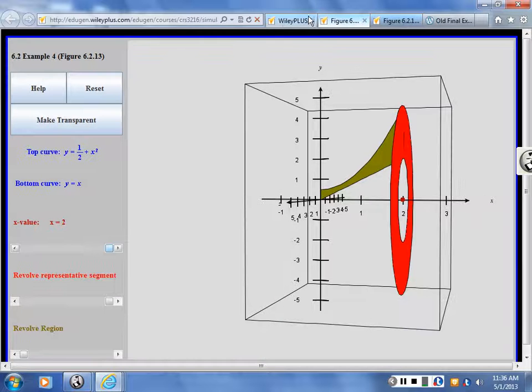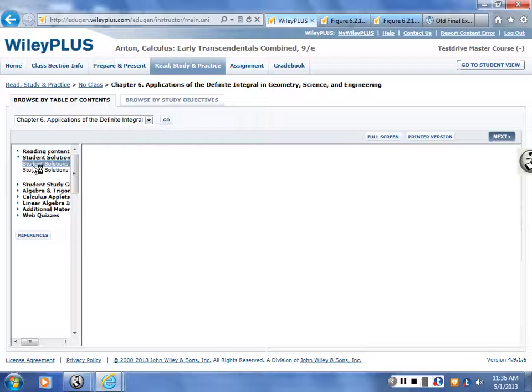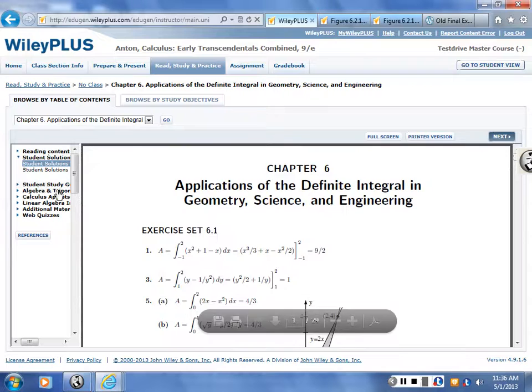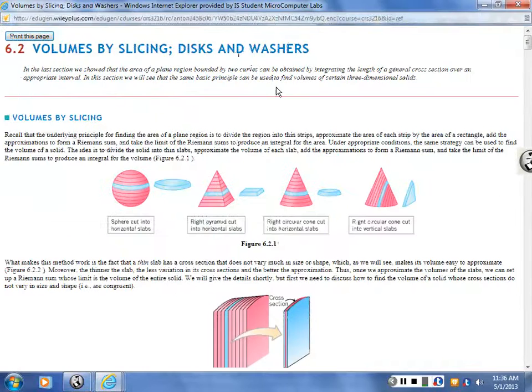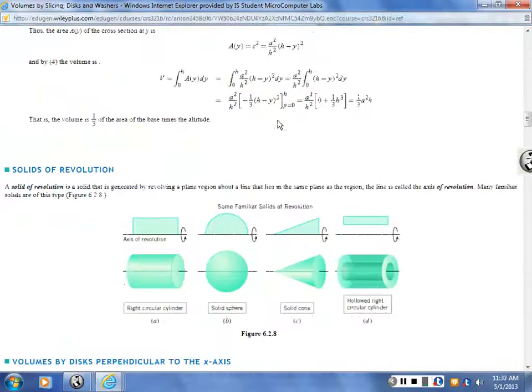I'm going to go ahead and pull up the book real quick. Good thing I'm not building anything. Let's pull up the book because the book has some nice pictures here.